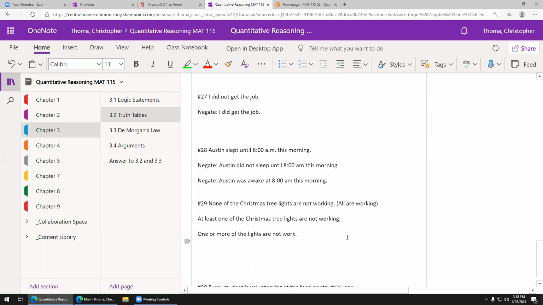You could write some of the lights. I guess I should put Christmas tree and all that in. I'm getting lazy, but some of the lights are not working. Because all you need is one or more not working, right? Which is exactly what Katie said, one or more. So there are a couple different ways to write all these negations.